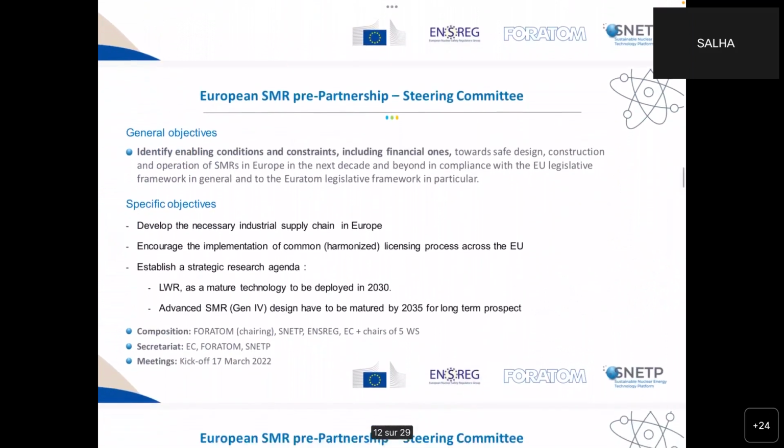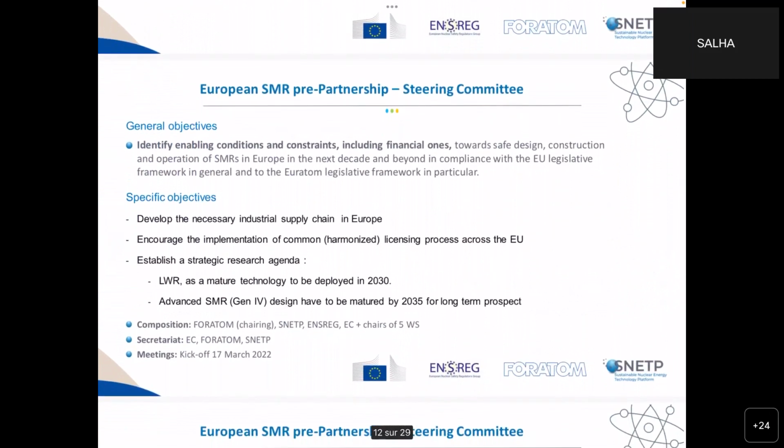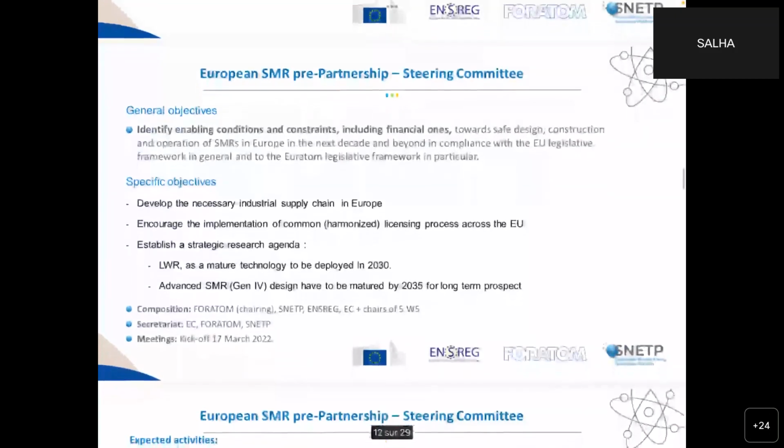In fact, we are already organizing these activities with a steering committee launching and managing this pre-partnership. So the idea again is to identify the enabling conditions and also constraints in order to have the possibility to build SMRs in the next decade in Europe, with the different objectives I was mentioning: industrial supply chain, harmonized licensing process, research agenda.